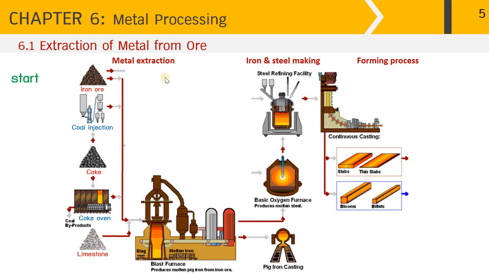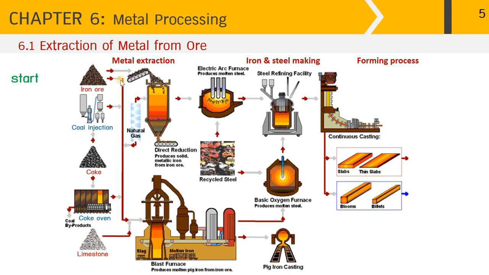But if we consider another shortcut to produce steel, apart from going through the blast furnace, the iron ore and coke can be charged into the direct reduction process like this to produce metallic iron from the iron ore, and then go through the steel production using the electric arc furnace. If we don't have iron ore, we can use recycled steel scrap as the raw material for steel production by charging it into the electric arc furnace, or the EAF, to produce the molten steel. Then the steel will be subject to refining as well before going through the forming process.